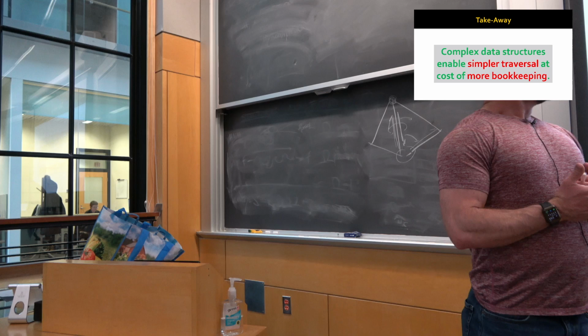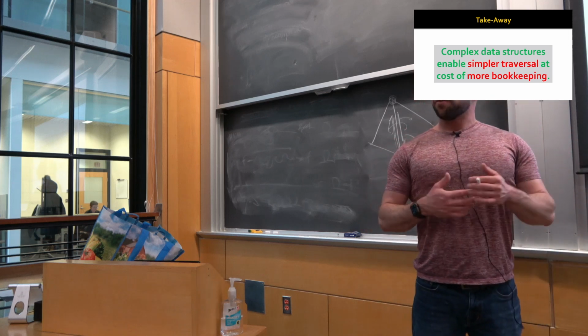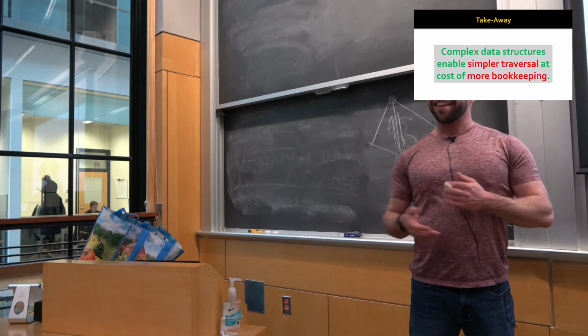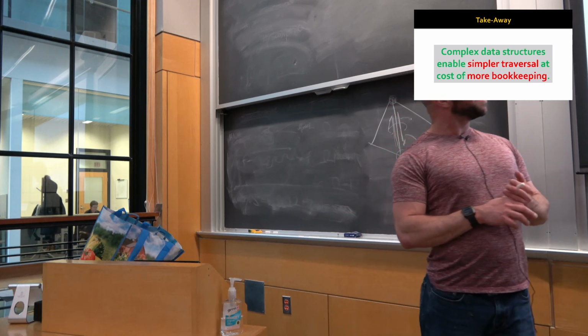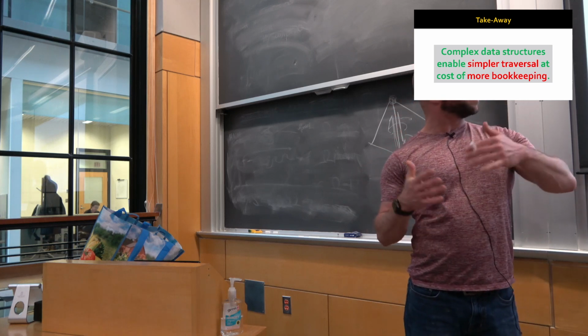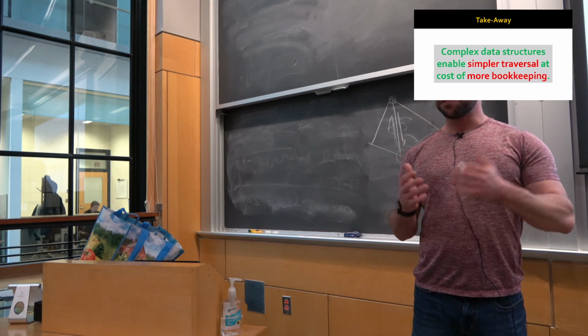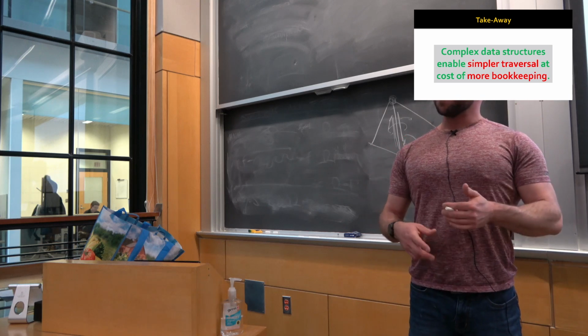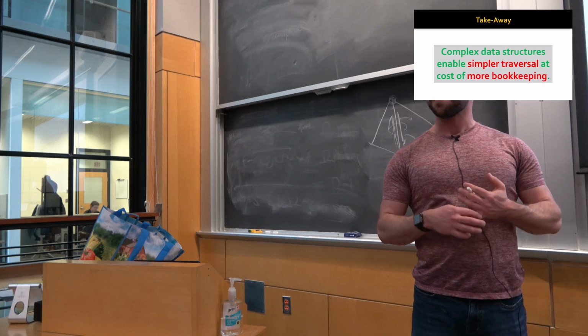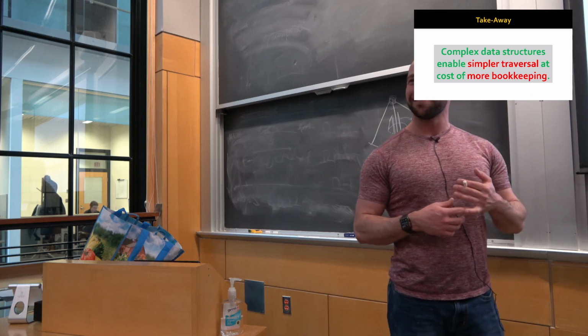Okay. So I think the takeaway of this quick discussion, which isn't really today's lecture, is that the fancier the data structure, the simpler the traversal, but you have a lot more bookkeeping. Just constructing a half-edge from an OBJ file is a non-trivial algorithmic task. It requires some thinking to get it right.